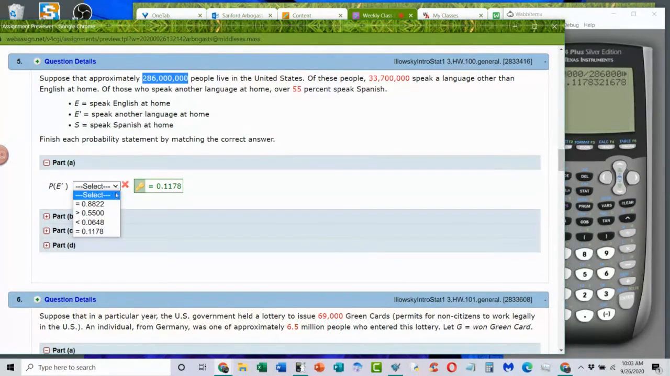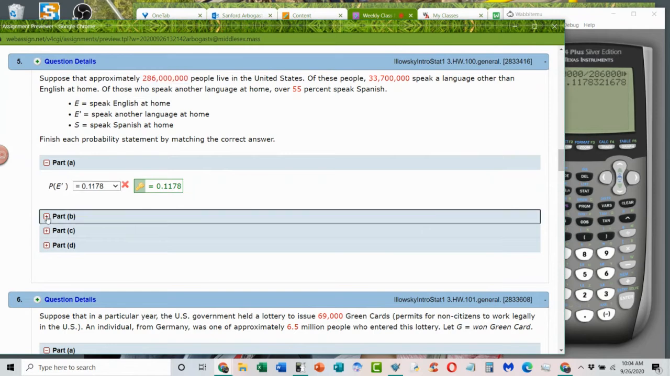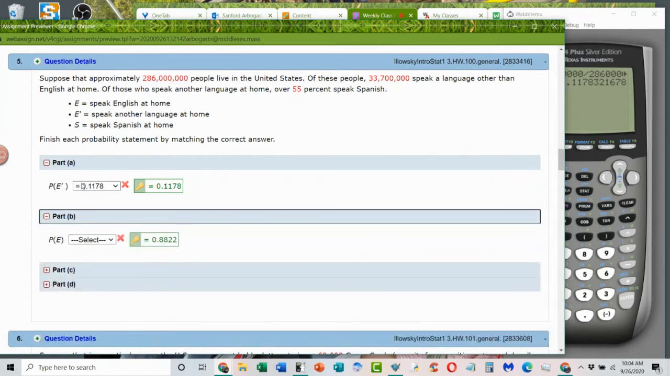This doesn't make sense because I know that 33 divided by 286 is much smaller than 0.8. These two things don't make sense because I have greater than and less than. So this is the only option that makes any sense. Even if I didn't do the math, the drop-down menu gives me the answers. They should have left this open-ended and had you type that in, but they didn't see that as necessary.